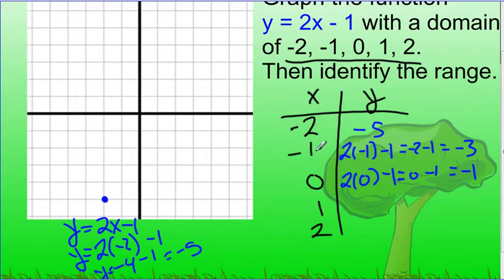Now let's plot the second point. The point is going to be negative 1, negative 3. So I go from the origin to negative 1 in the x, negative 1, negative 2, negative 3 in the y. Okay, one more. 0, negative 1. So on the x coordinate, I go sideways 0, up and down negative 1.